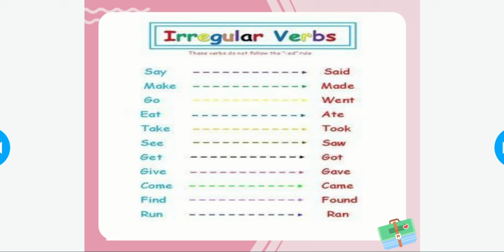Now here is a list of some common irregular verbs and how they change to the past. Say changes to said, make, made, go, went, eat, ate, take, took, see, saw, get, got, give, gave, come, came, find, found, and run changes to ran.